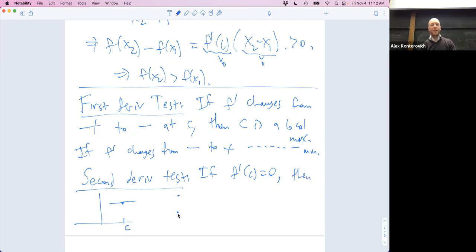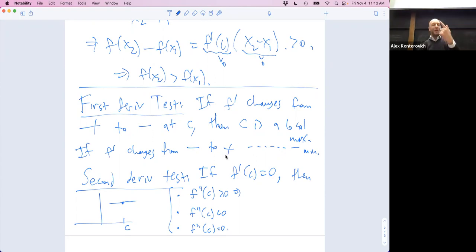Then there are three things that could happen. The second derivative could be positive or negative, or it could be 0. So in these three cases, what can we conclude? If the second derivative of a critical value is positive, anybody know? If the second derivative is positive, that means the first derivative must be increasing. If the first derivative is increasing but its value is 0, it must increase from a negative to a positive.